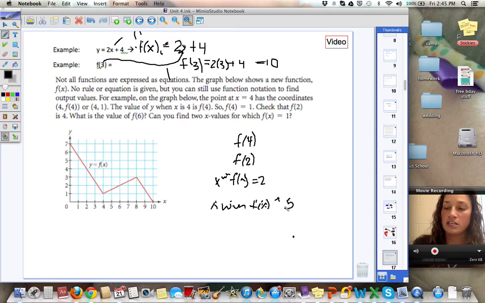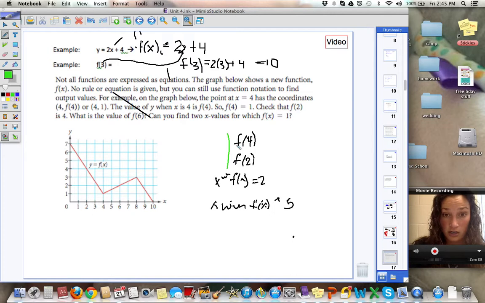These two are our easier ones. These two are normally our easier ones. This is where we're plugging these in for x. So if we look at 4, x is down here.